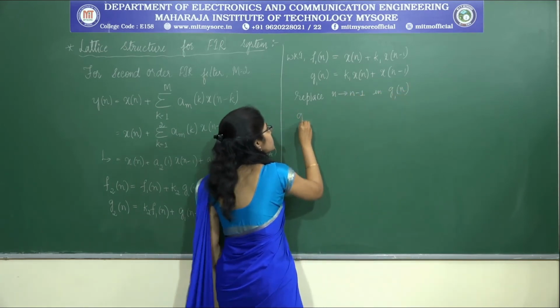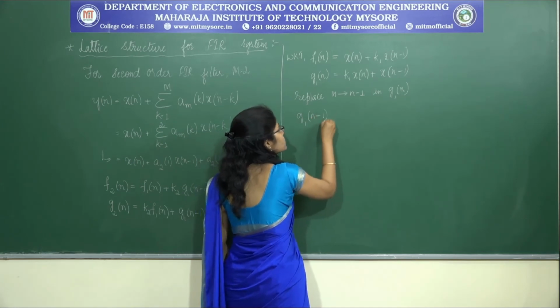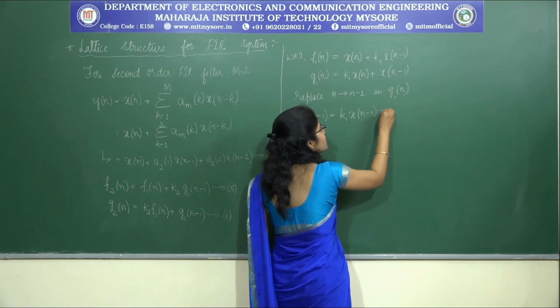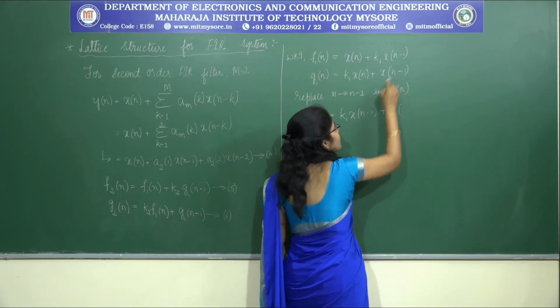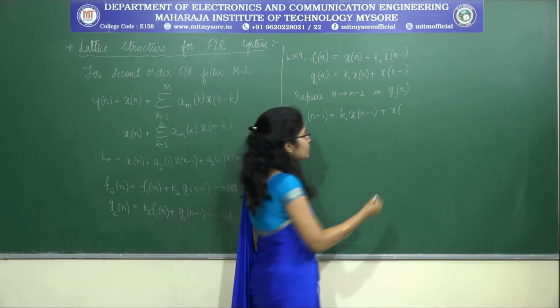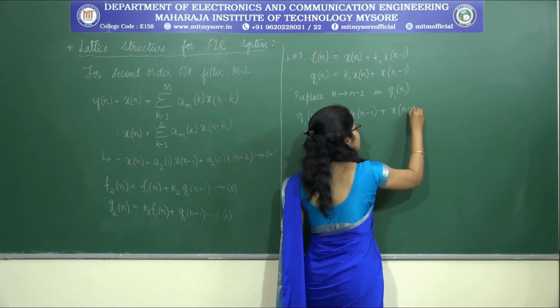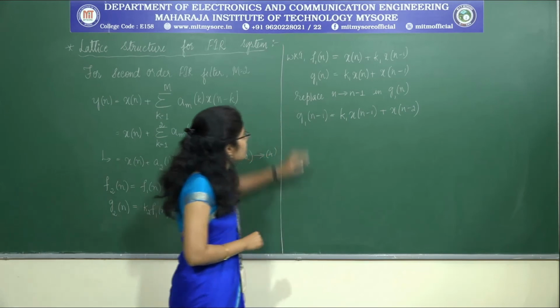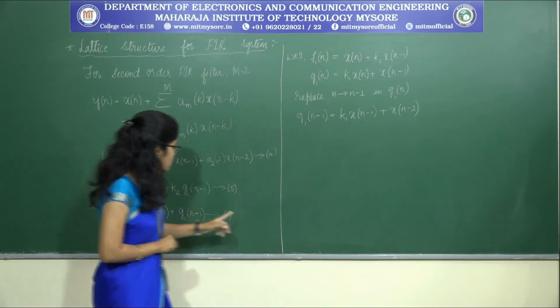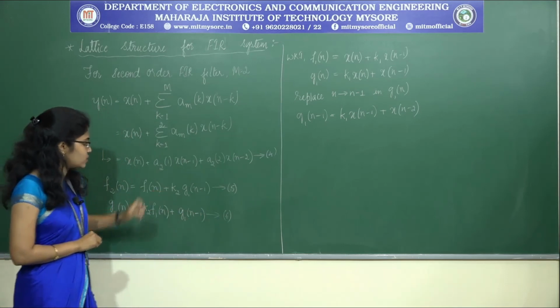So what will be the equation? g1 of n minus 1 will be equal to k1 into x of n minus 1 plus x of n minus 2, since the argument n minus 1 minus 1 is equal to n minus 2. Now we have the expression for f1 of n as well as g1 of n minus 1. So let us substitute both in equation 5.